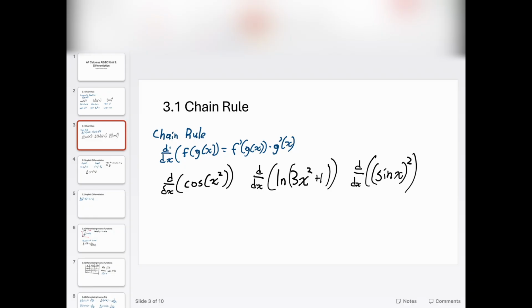Looking at this first example, cosine of x squared. To take the derivative, you take the derivative of the outside, so it'd be negative sine, leaving the inside be, x squared, times the derivative of the inside, which is 2x. Now looking at this next example, the derivative of ln is 1 over the inside, so it'd be 1 over 3x squared plus 1 times the derivative of the inside, which is 6x. In this last example, the derivative of the outside is 2 times the inside, sine of x, multiplied by the derivative of the inside, which is just cosine of x.